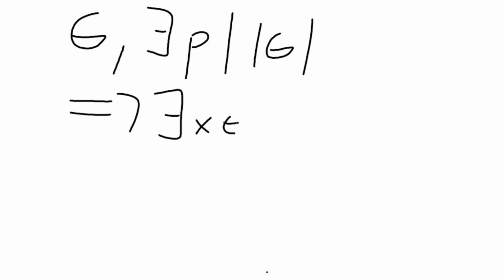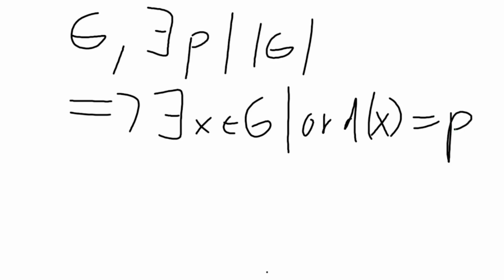So Cauchy's theorem says that if we have a group G and there exists a prime P that divides the group's order, then we have an element of order P in this group. And so then there exists an element X in G such that the order of this element X is P. And the order of an element basically means how many times I have to put it into operation with itself in order for it to give the identity element of the group.